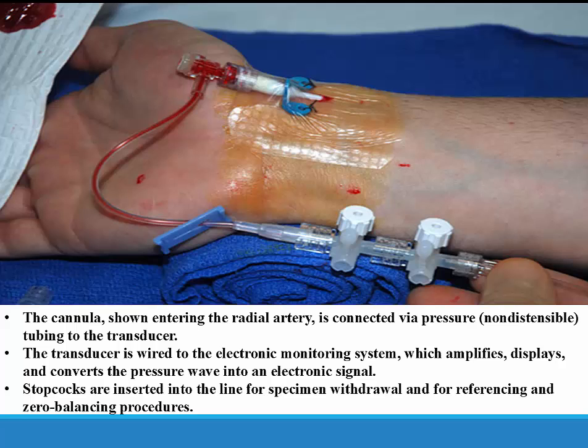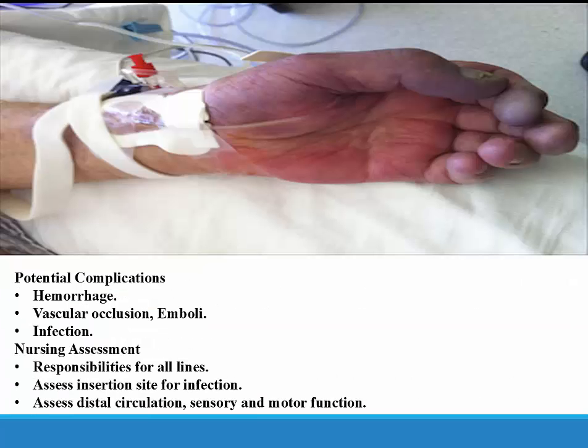The cannula shown entering the radial artery is connected via pressure, non-distensible tubing to the transducer. The transducer is wired to the electrical monitoring system, which amplifies, displays, and converts the pressure wave into an electrical signal. Stopcocks are inserted into the line for specimen withdrawal and for referencing and zero balancing procedures. Potential complications are hemorrhage, vascular occlusion from emboli, and infection.